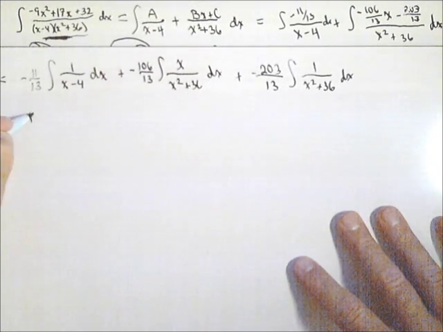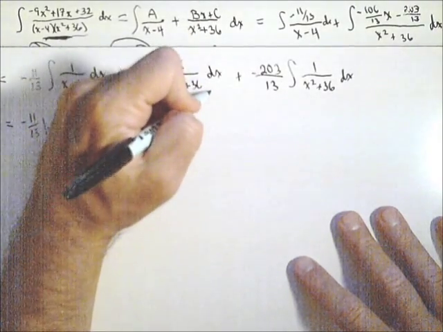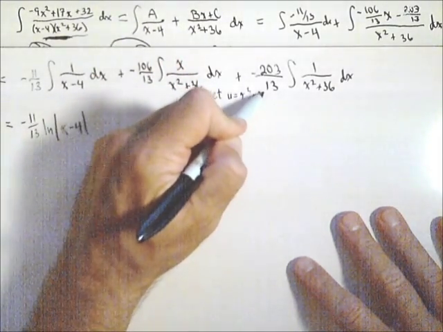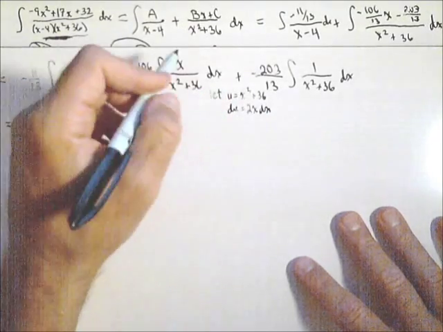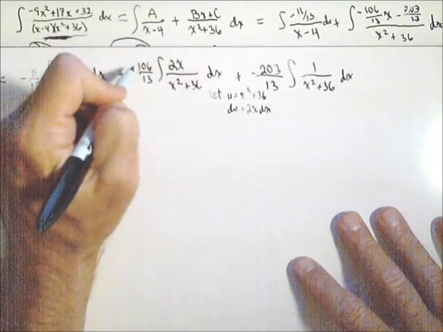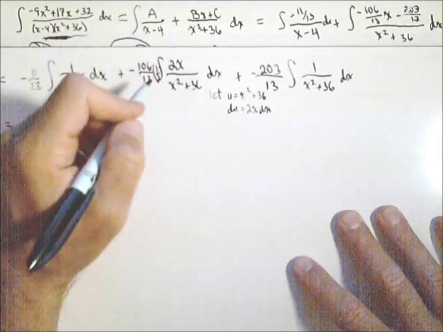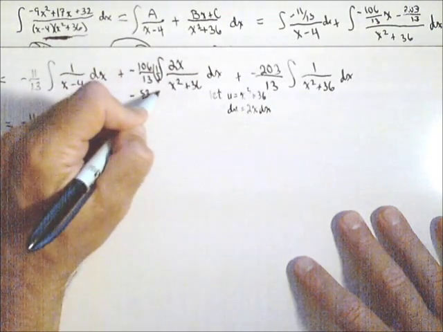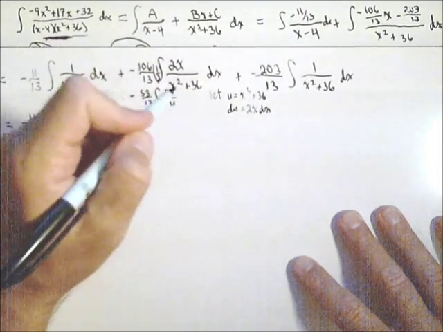This first one, we have negative 11 over 13 ln of the absolute value of x minus 4. This next one will be a u sub. We're going to let u equal the denominator, x squared plus 36. So du is just 2x dx. So if I put a 2x in here, I will multiply by a 1/2 out here for my substitution. And that is going to give me a negative 53 over 13 times the integral of du over u, which is just an ln of u.